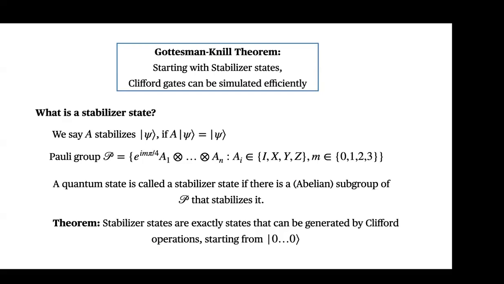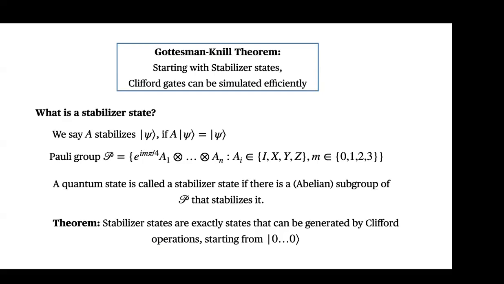So for example, consider the Paulis. The Paulis correspond to a group if I add just some phases, namely plus minus and plus minus i. So tensor products of these Paulis correspond to a group. And the stabilizer states are exactly the states that are stabilized by some subgroup of the Paulis.